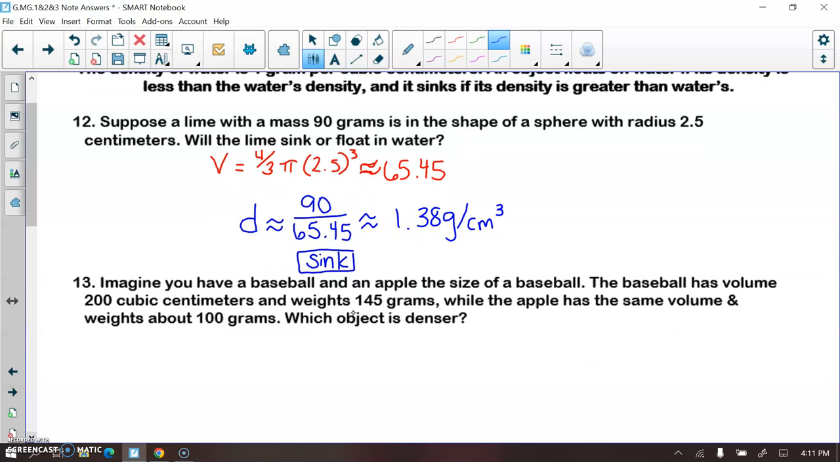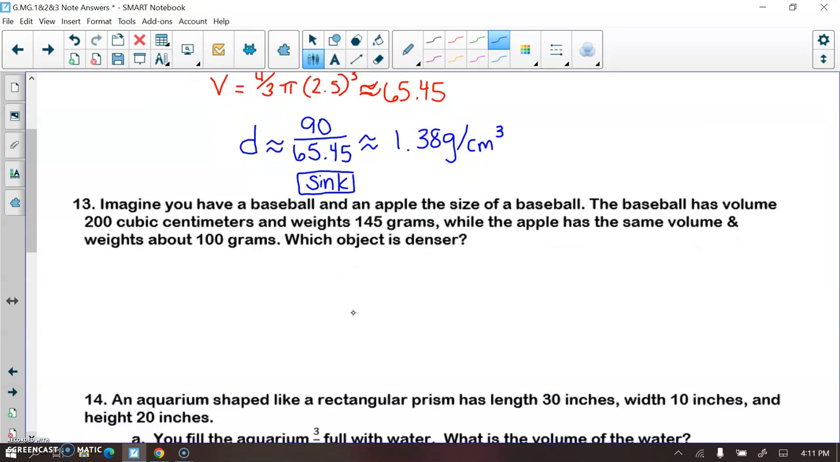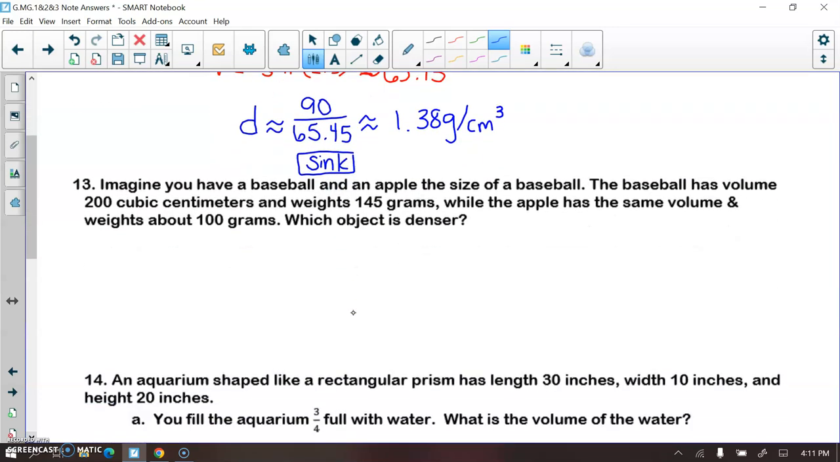All right, moving on to the next one. Imagine you have a baseball and an apple the size of a baseball. The baseball has a volume of 200 cubic centimeters and weighs 145 grams, while the apple has the same volume and weighs about 100 grams. Which object is denser, or more dense? So we're going to do the baseball first.